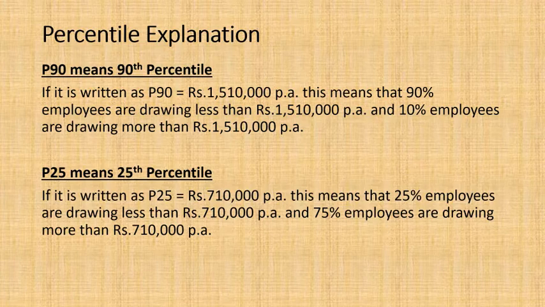In another example I have shown here, P25. If it is written like this, it means it is the 25th percentile. And if it is written like P25 is equal to 7,10,000 rupees per annum, this means that 25% of employees are drawing less than 7,10,000 rupees per annum, and 75% of employees are drawing more than 7,10,000 rupees per annum. So that was on the percentile.